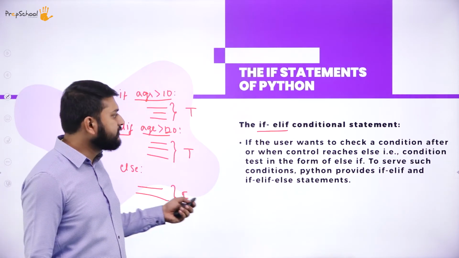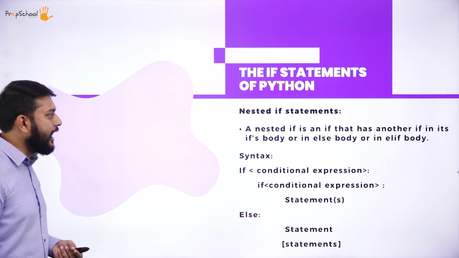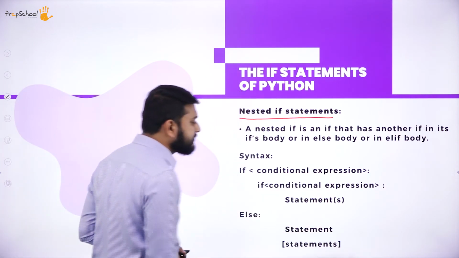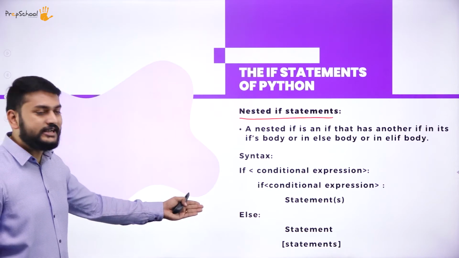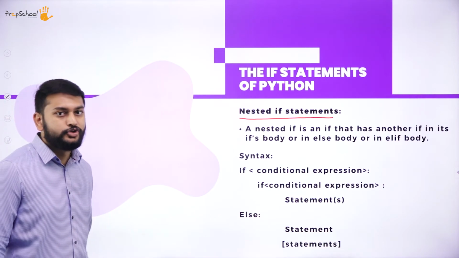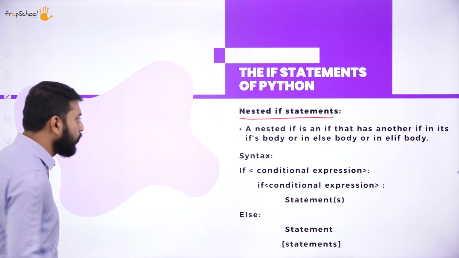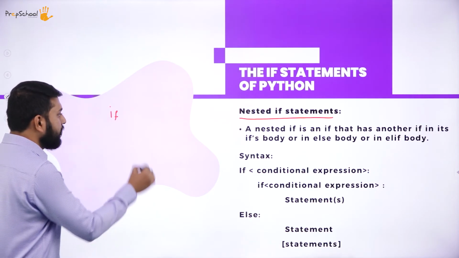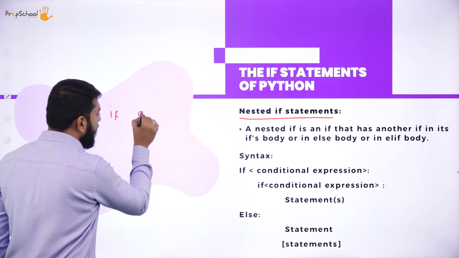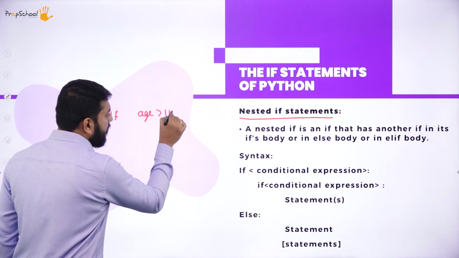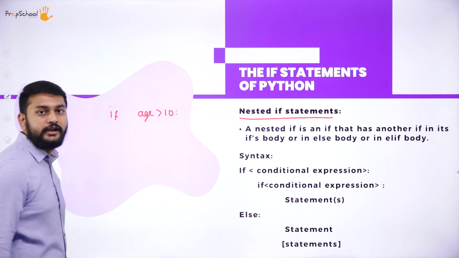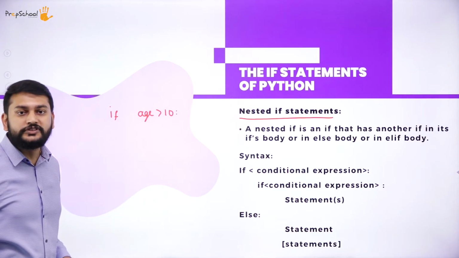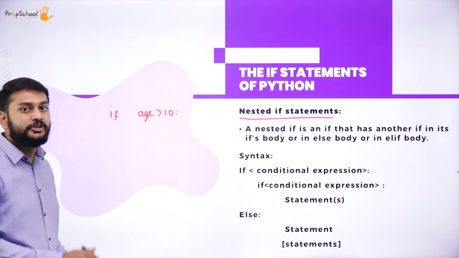So guys, the next statement that I have is nested if statements. What is that? Please understand the statement. Nested in the sense what? I will have the if statement with the condition here, age is greater than 10. So guys, inside this if statement, I will have one more condition.